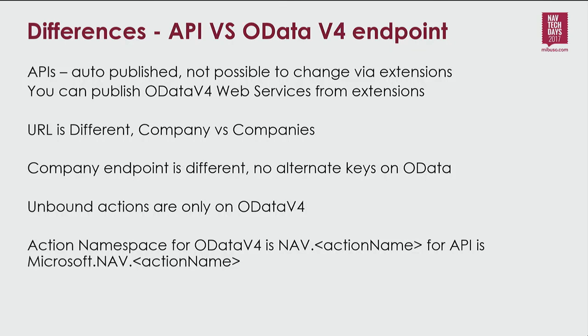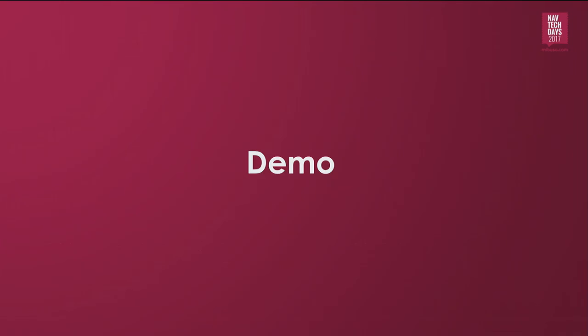You can do OData v4 extensions. URLs are a bit different. In OData v4, we call it company. That's the main URL. In API, it's companies. And there is a slight difference in response on these APIs. As I said, the outbound actions are only on OData v4. And for the namespaces, in OData v4, we use NAV dot something for legacy reasons. And for API, it's Microsoft in front. And this is important because we need to integrate to Graph itself.